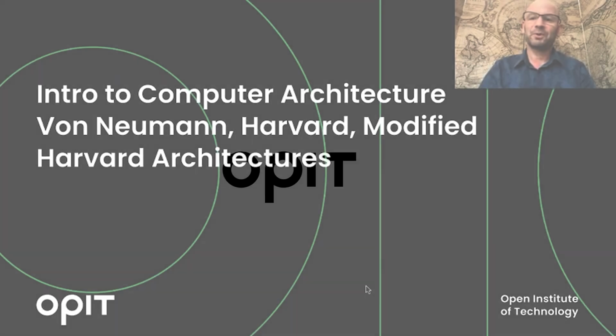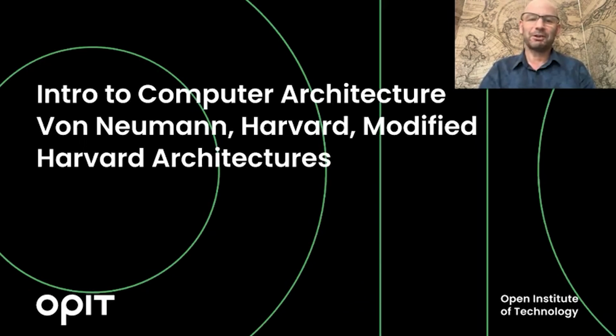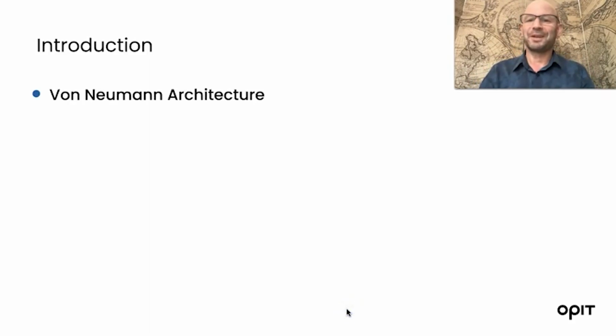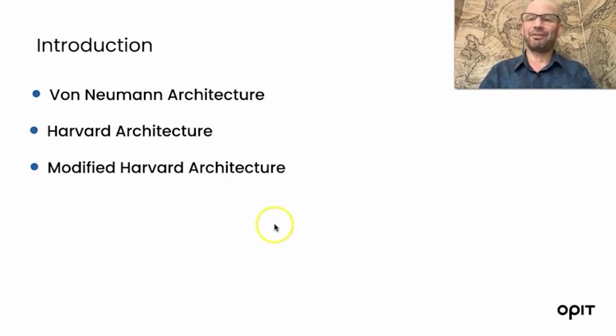Hi everyone, in this session we're going to go a little abstract. We're going to look at the von Neumann, the Harvard, and the modified Harvard architectures. And we'll go through each of these three in order. So von Neumann first, then we'll look at the Harvard, and then we'll look at the modified Harvard architectures.